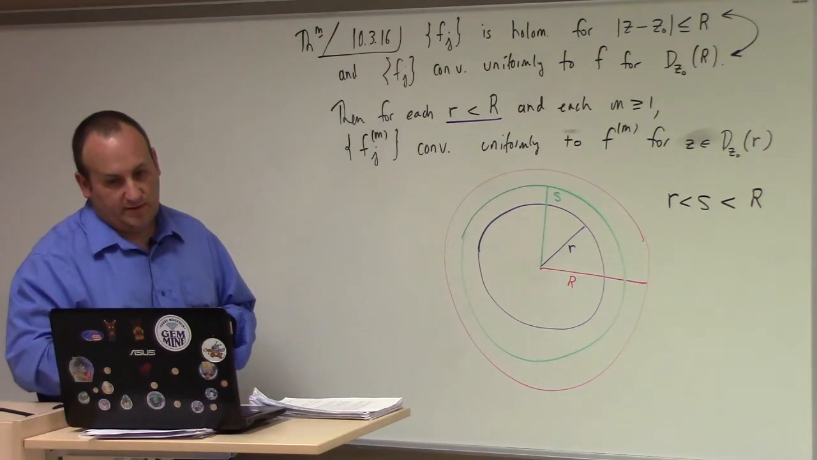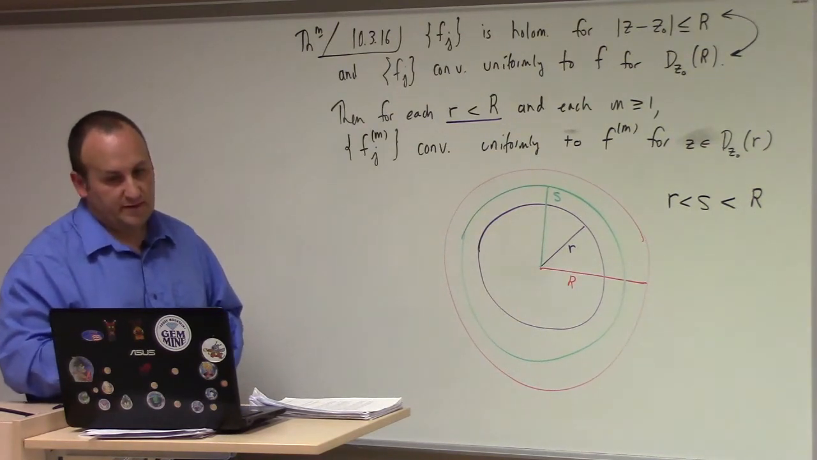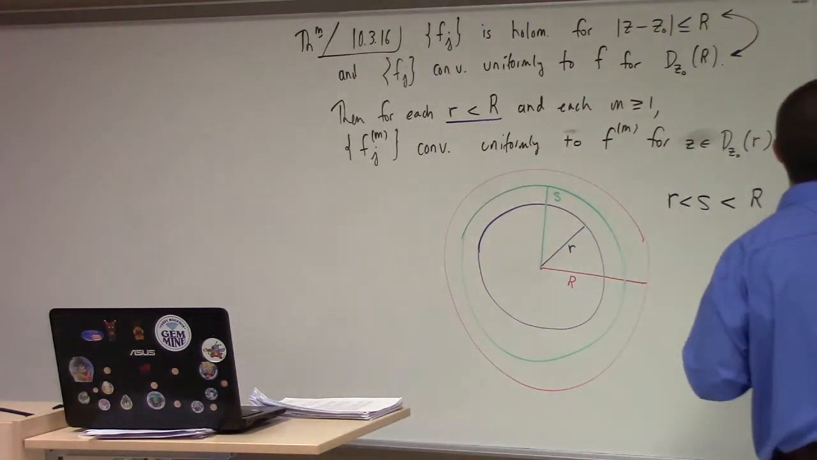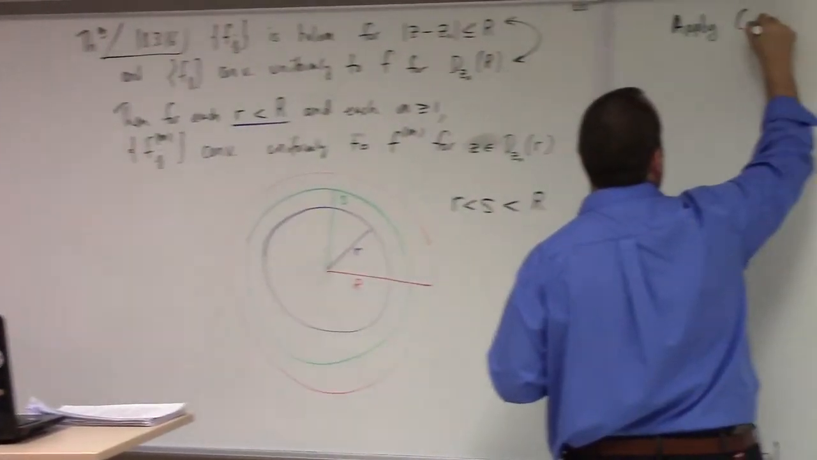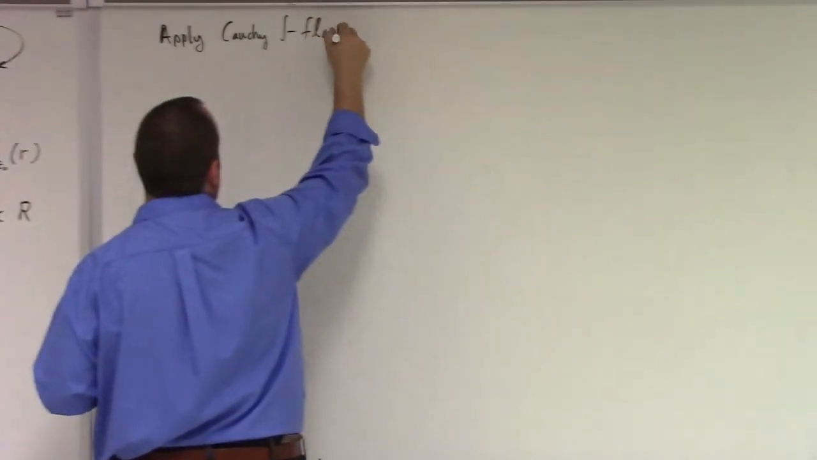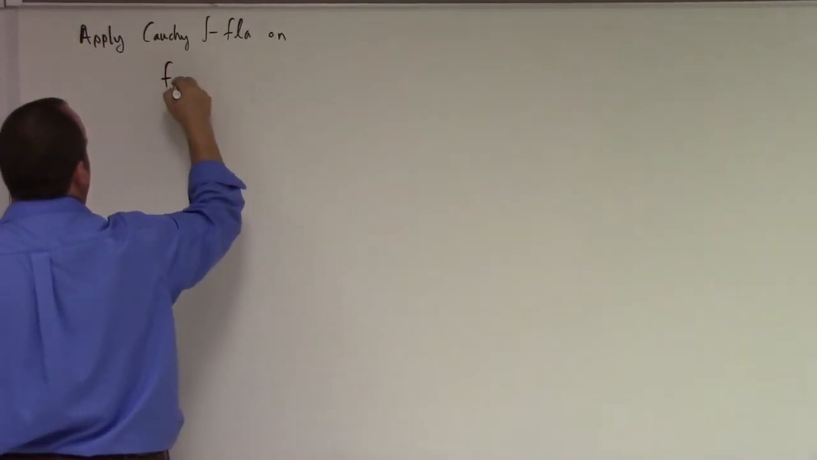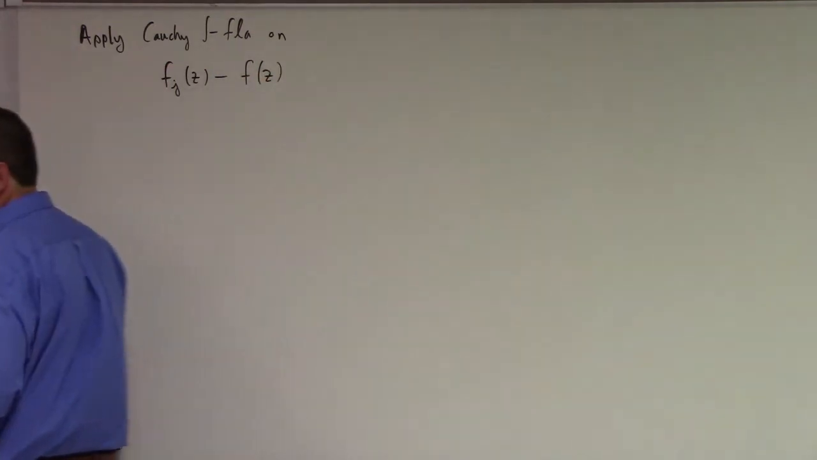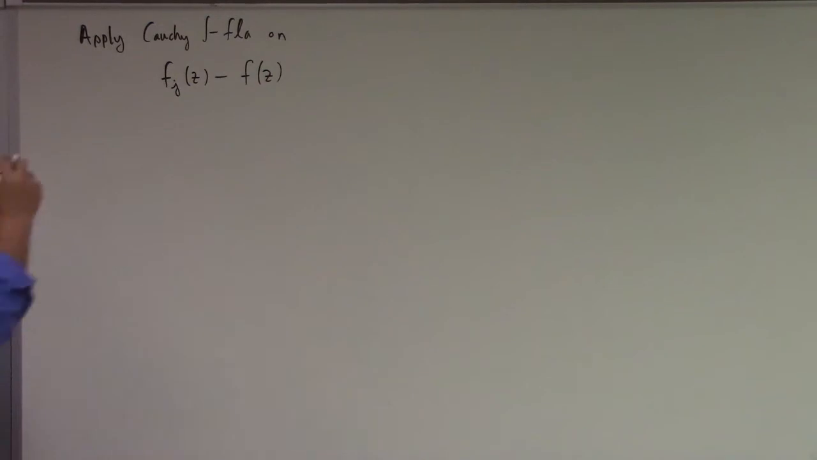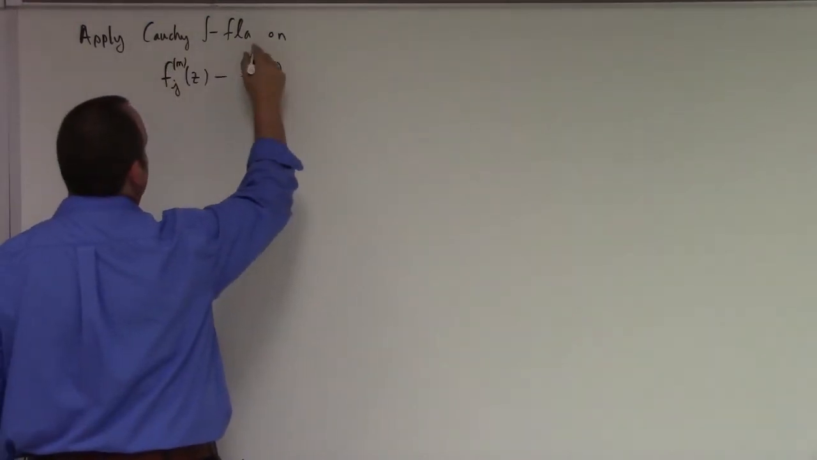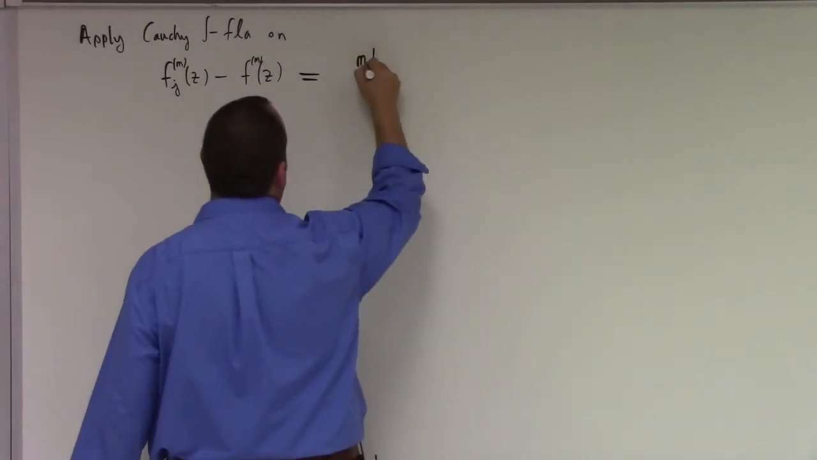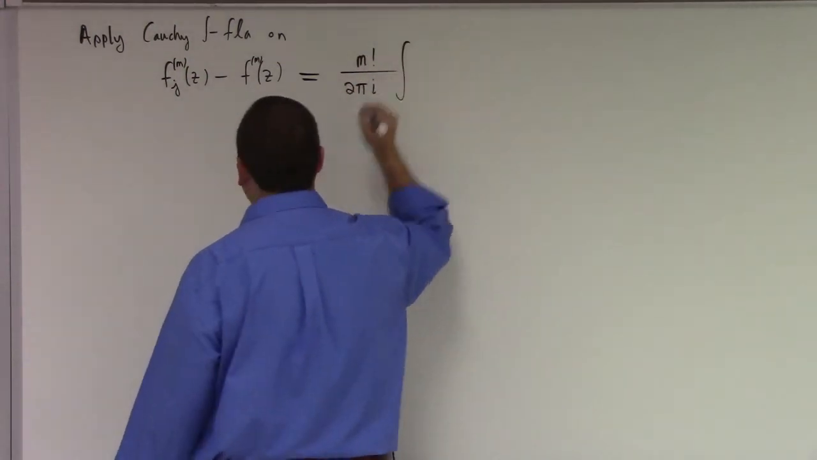And so then what we're going to do is apply the Cauchy integral formula for the mth derivative of, well, let's do it. Apply the Cauchy integral formula on fj of z minus f of z, and not just that, but the mth derivatives of those. And that will give us m factorial divided by 2 pi i times the integral.